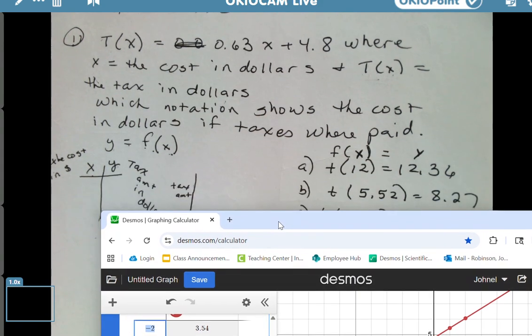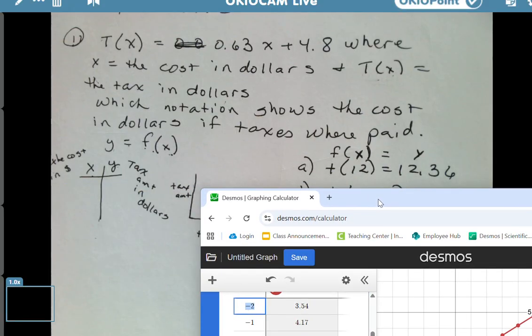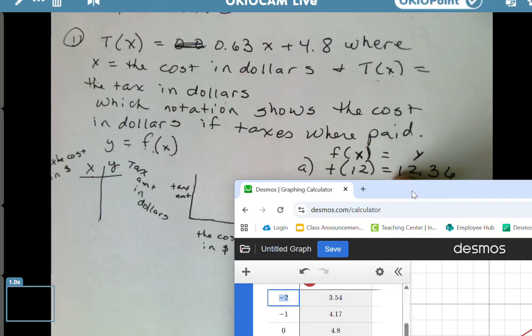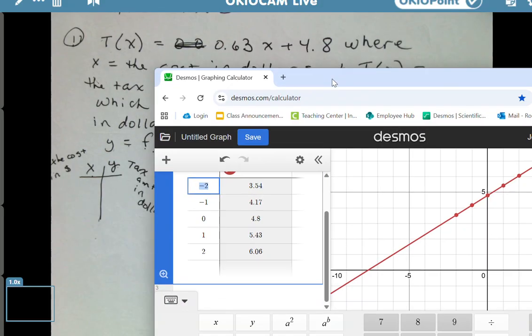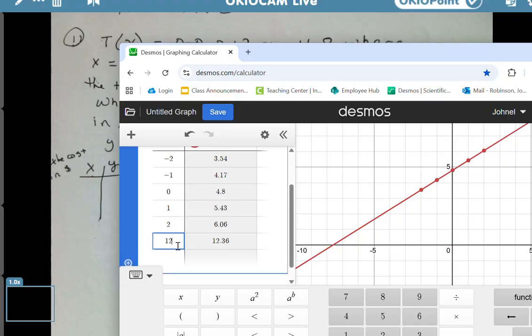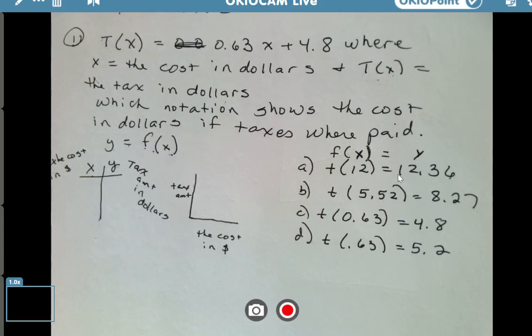Look, one of the first values we need is to find out what is y when x is 12. See right here, what is y when x is 12? Let's test that out. So we'll come here, and on this table, we'll put 12, and we get 12.36. We wanted 12.36. So A works.